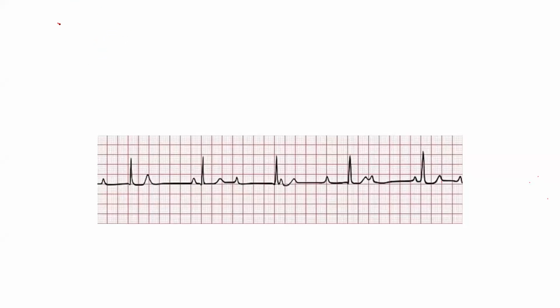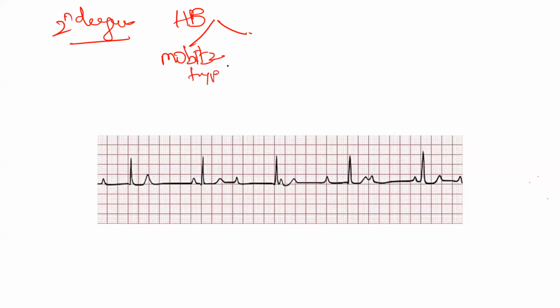Now let's move on and discuss second degree heart block. In second degree heart block, what are the two types available? Mobitz type 1 and Mobitz type 2. Okay, just one at a time, everyone else mute. Mobitz type 1 and Mobitz type 2. So what are the major differences in Mobitz type 1?